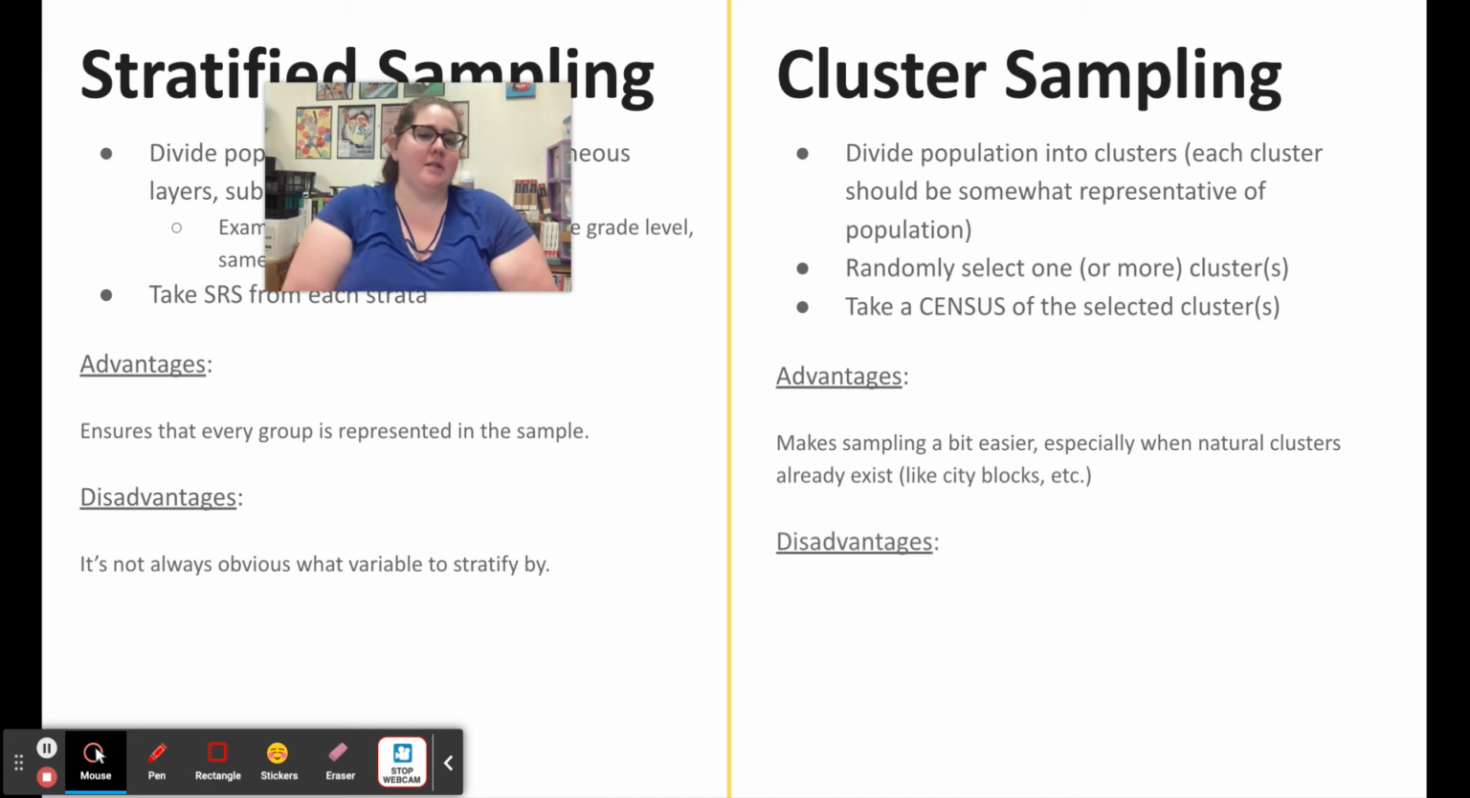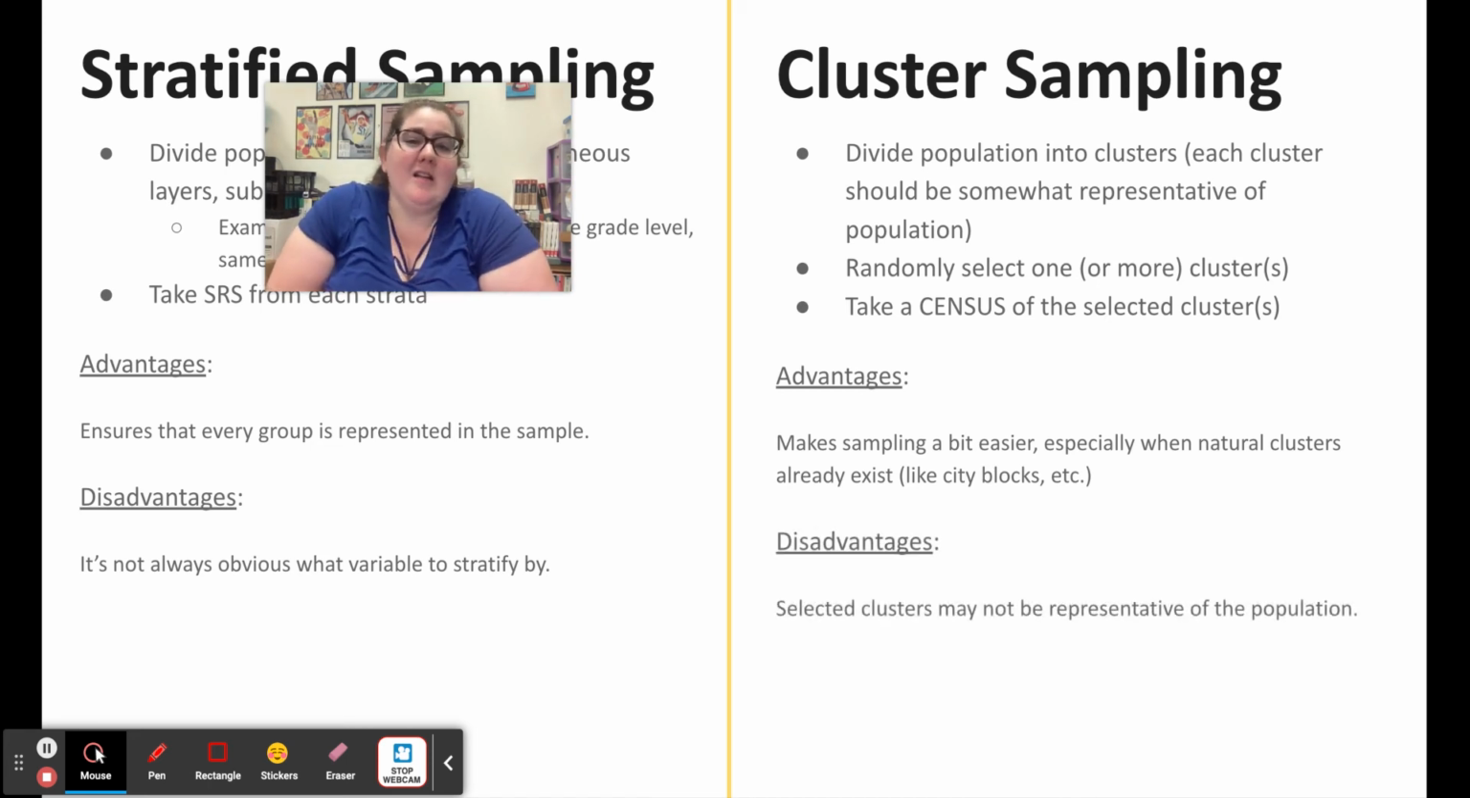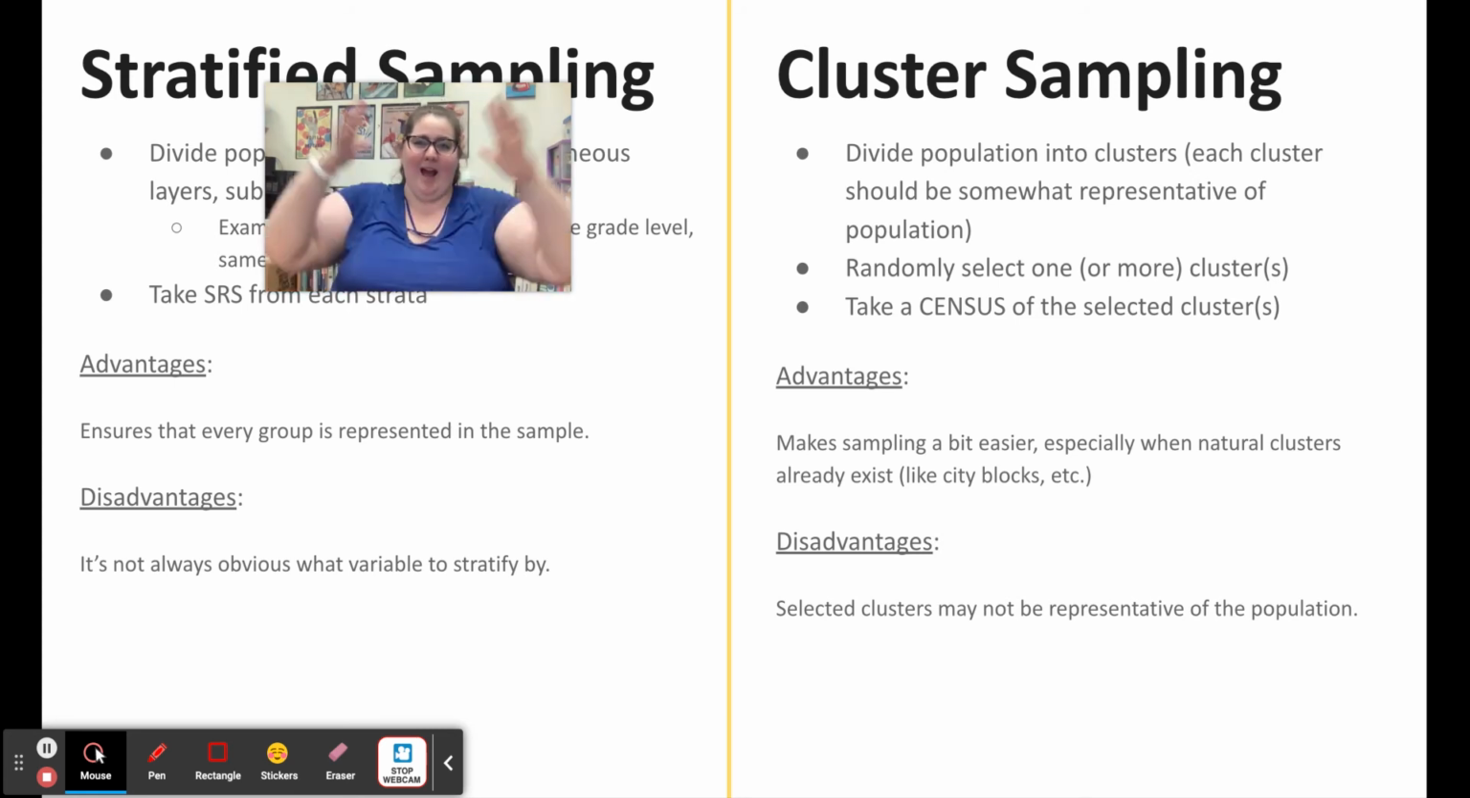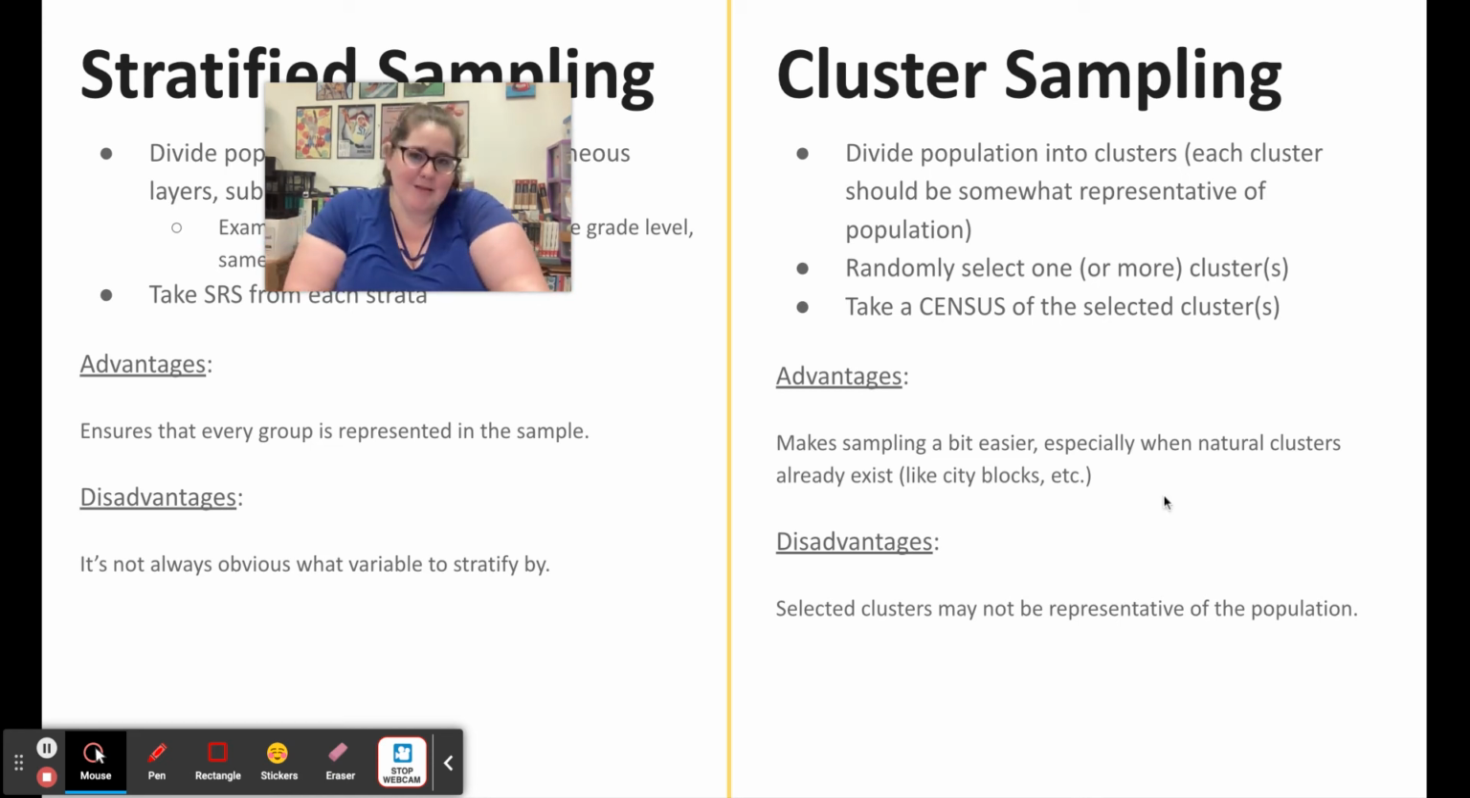Some disadvantages, and some of you may have thought of this, would be that our selected clusters may not be representative, right? If we're using natural clusters that exist within a population, it's very possible that those natural clusters by themselves don't actually represent the whole. So we could end up with a sample that's not super representative, and that's going to happen sometimes. It makes sampling a lot easier, but it's not always as accurate because we're taking some shortcuts.